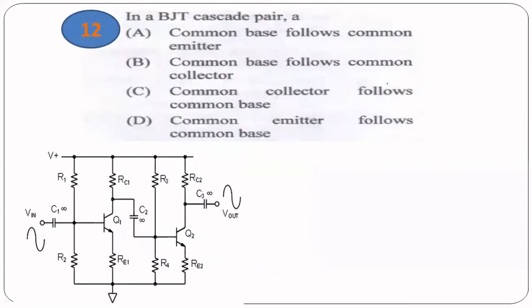In a BJT cascade pair, if BJTs are connected in series, it is called a cascade. If BJTs are connected in parallel, then they are called a cascode. Let us look into the solution, friends.